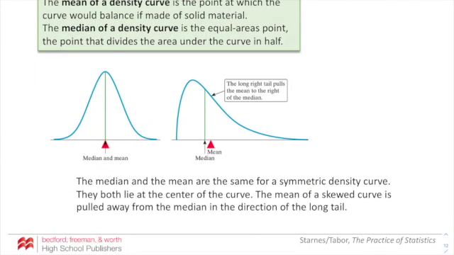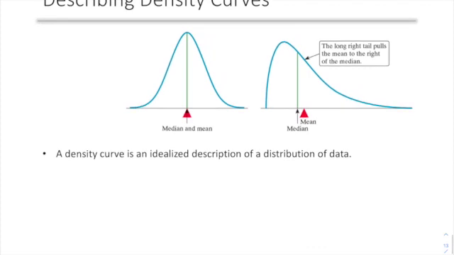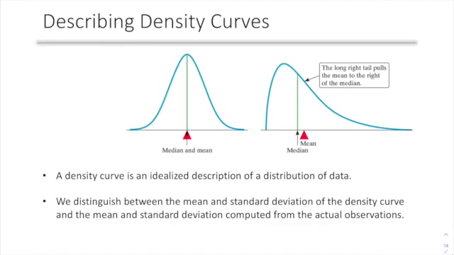Okay, so for the symmetric curve, mean and median are the same. But for a skewed curve, the mean is pulled away from the median in the direction of the long tail. So a left skewed distribution, the mean would be less than the median. So again, a density curve is the idealized description of the data. It's not saying this is exactly what the data looks like, but it's giving us a good idea.